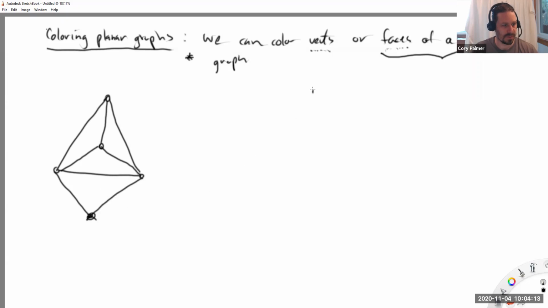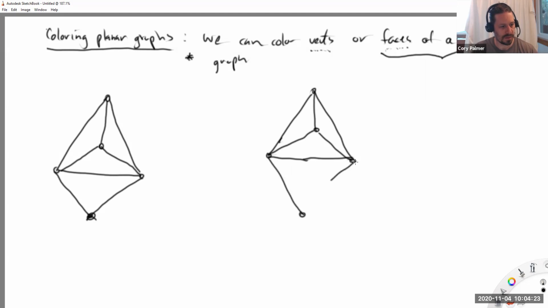So let's look at this graph here. I'm going to draw two instances of it. We're going to color its vertices and then its faces. Something like this. So let's color vertices first. I'll do that on this picture here. What can you tell me about the number of colors I'm going to need if I color vertices, at a minimum? Yeah, I'm going to need 4 at least, right? I've got a complete graph on 4 vertices in there. So no matter what I do, I'm going to see colors 1, 2, 3, and 4, in that arrangement or some permutation of the colors.